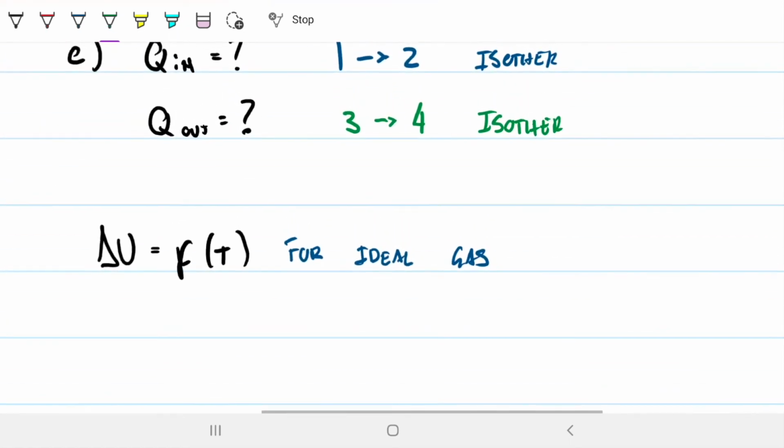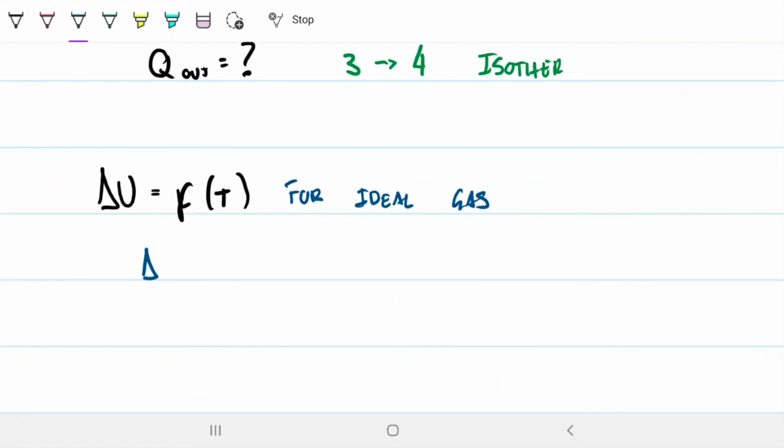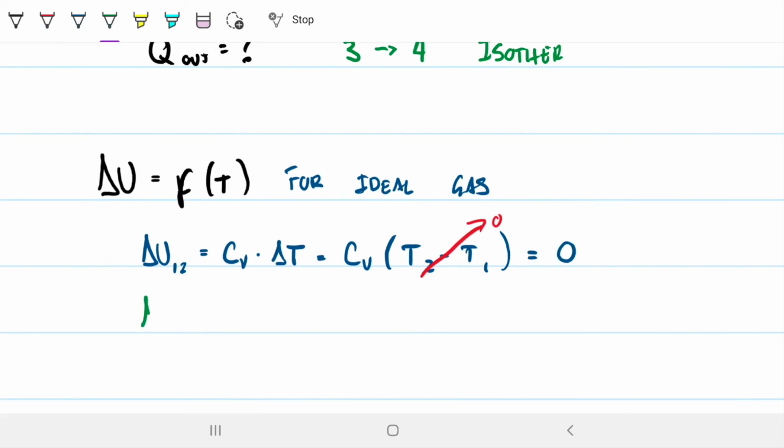Let's keep the color code here from 1 to 2. So for 1 to 2, I can do CV times delta T. However, delta T from 1 to 2 is the same because they're both at 500. So CV times (T2 minus T1) has to be 0, which means my delta U is also 0, is nil, right? Likewise, the same thing happens as we're going from 3 to 4. We're dealing with T4 minus T3, but they're the same temperature because it's an isotherm transformation, so this is nil. So this is also 0.